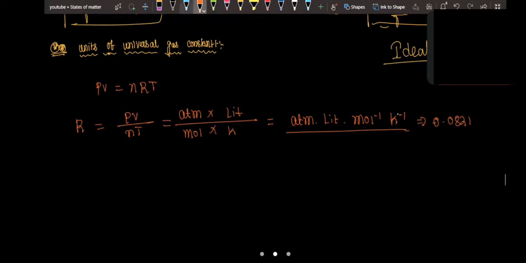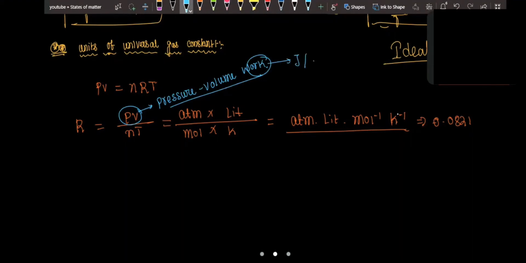You do understand PV is also taken as the pressure volume work, isn't it? That's a type of mechanical work. Considering that the unit of work is given in joules or in calories, we will be having two more values of R with respect to joules and calories. For joules, it is 8.314 joule Kelvin inverse mole inverse, and if I want to turn it to calories, it is taken as 2, but properly it is 1.98, but you can take it as 2 as well. Calorie Kelvin inverse mole inverse.